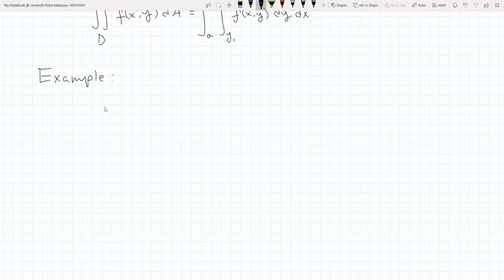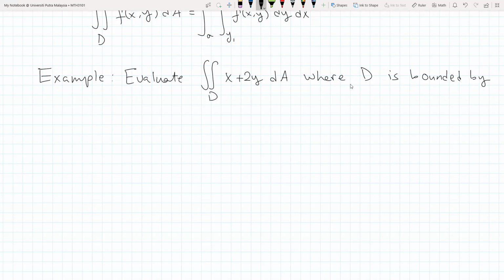Alright, let's see this example. Evaluate integration in D region for function x plus 2y dA, where D is bounded by parabolas y equals to 2x squared and then y equals to 1 plus x squared.